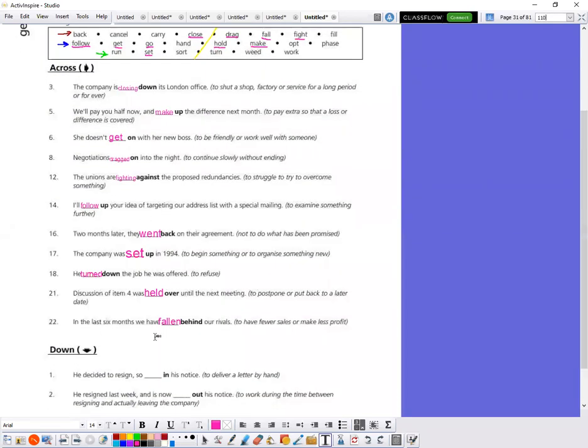He decided to resign. So, in his notes, means to deliver a letter by hand. So, it's what in? The answer is in the blue line. It means deliver a letter. Hand in. Yes, hand in.